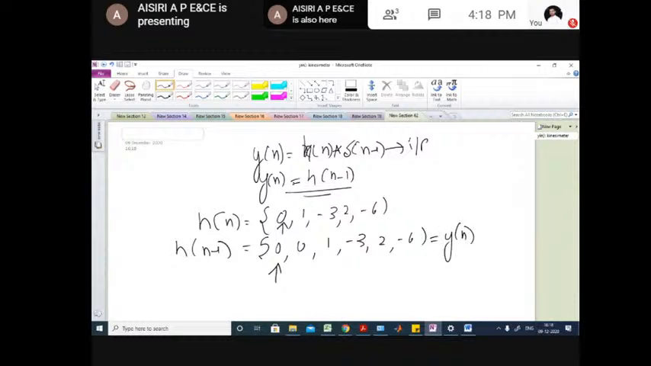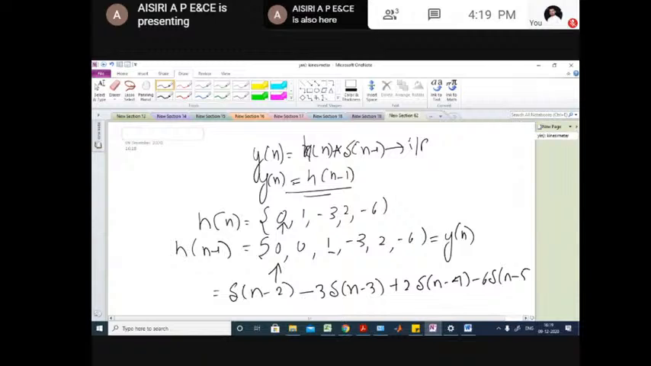So with this, I'll be able to get the answer. If I represent this using the delta function, it is 0 delta of n minus 2, minus 3 into delta of n minus 3, plus 2 into delta of n minus 4, minus 6 into delta of n minus 5. So option B is correct.